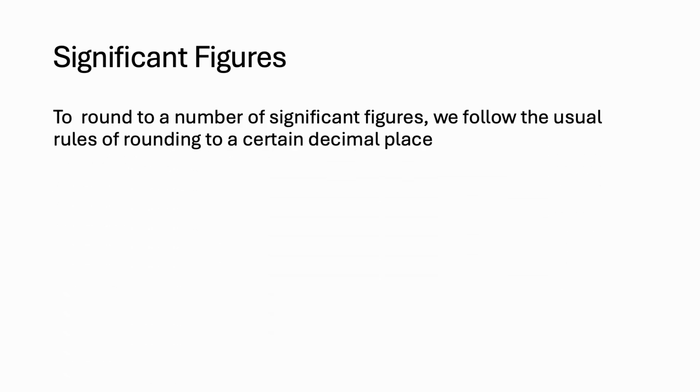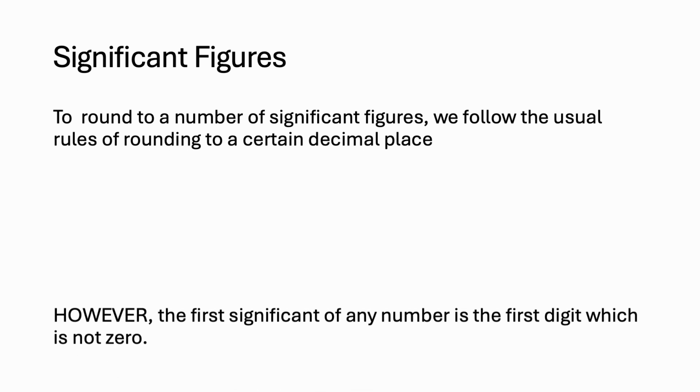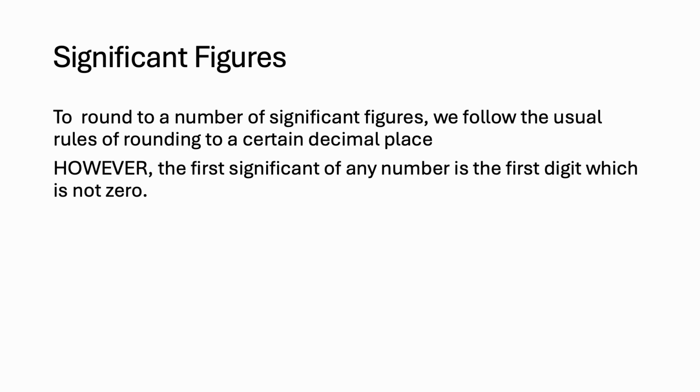Significant figures. To round to a number of significant figures, we follow the usual rules of rounding to a certain decimal place. So very similar to what we've been doing so far. However, the first significant figure of any number is the first digit, which is not 0.